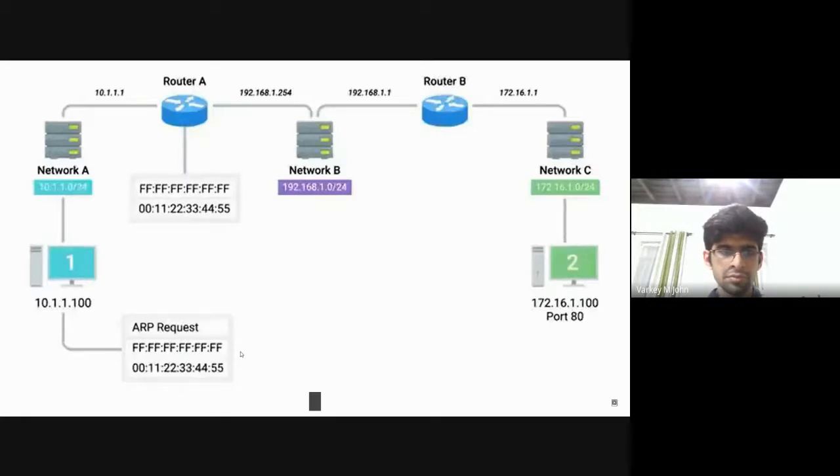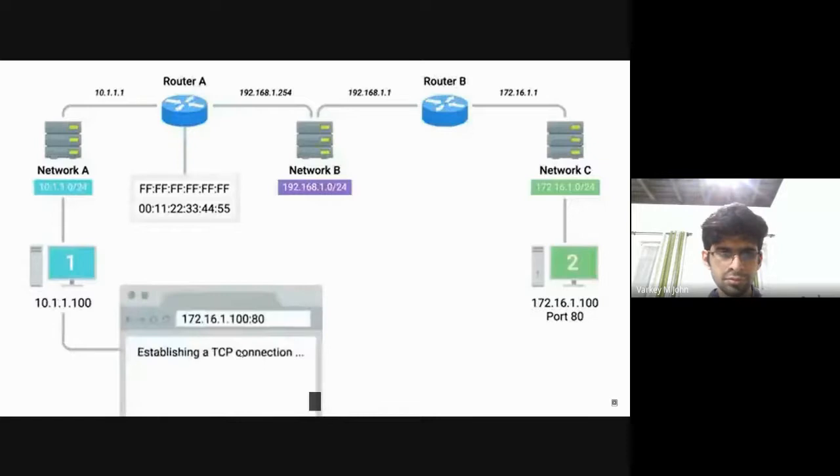Computer 1 receives this response and now knows the hardware address of its gateway. This means that it's ready to start constructing the outbound packet. Computer 1 knows that it's being asked by the web browser to form an outbound TCP connection, which means it'll need an outbound TCP port.